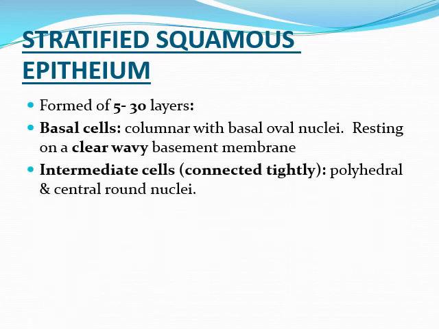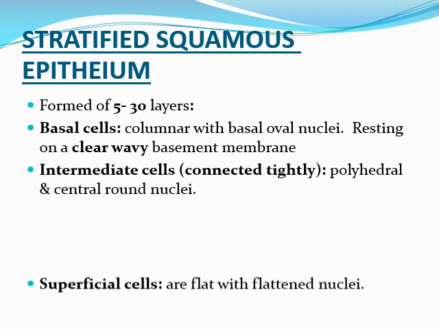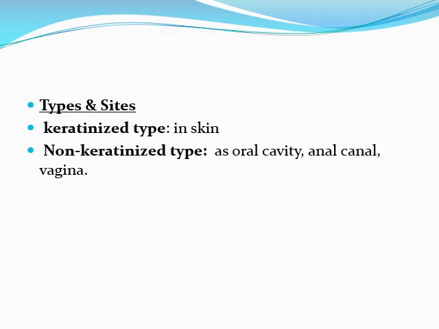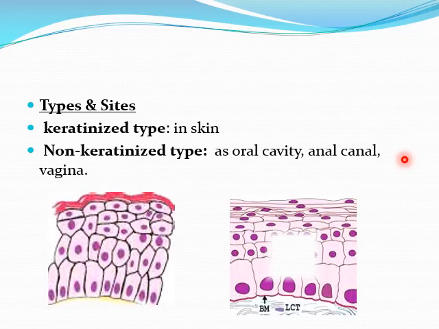The intermediate cells are polyhedral and connected together by tight junctions. They have central rounded nuclei. The superficial cells are flat cells with flat nuclei. This stratified squamous epithelium is again classified into two subtypes, keratinized and non-keratinized. The keratinized is present on the skin, the non-keratinized is present in the oral cavity, anal canal, and vagina. It has a protective function. Here is a diagram showing keratinized stratified squamous epithelium. Here is non-keratinized stratified squamous epithelium.